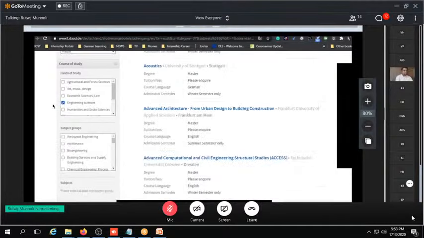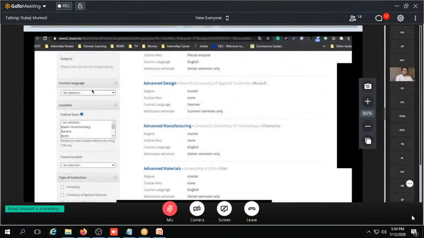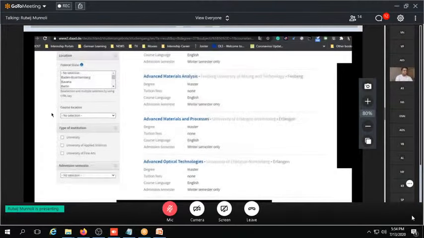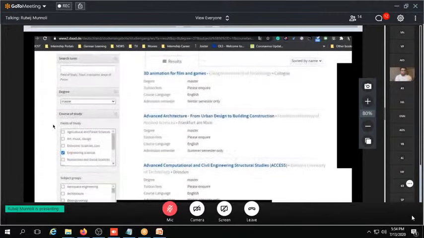If you want to pursue your master's degree in engineering science, just filter it out, and here you can select different subject groups in which you can study. There are so many subject groups available, so you can apply for any of them. Below, there are course languages. If you want to study your course in English, just select English, and that's it. I have said that there are two intakes, summer semester and winter semester. You can apply for any of them.